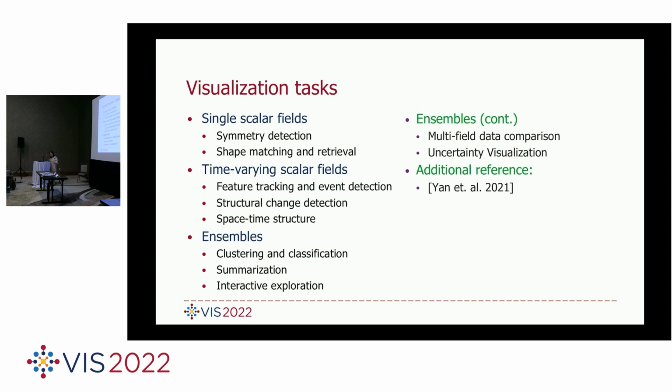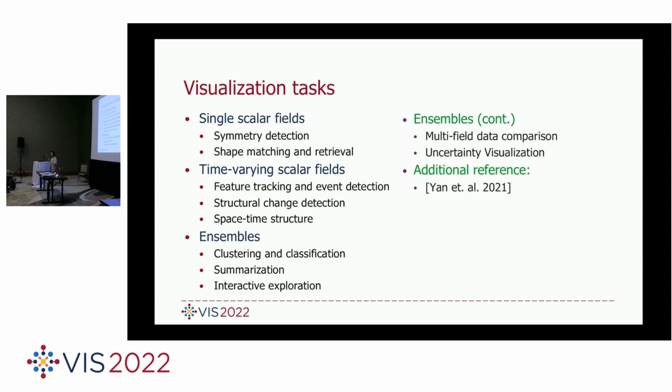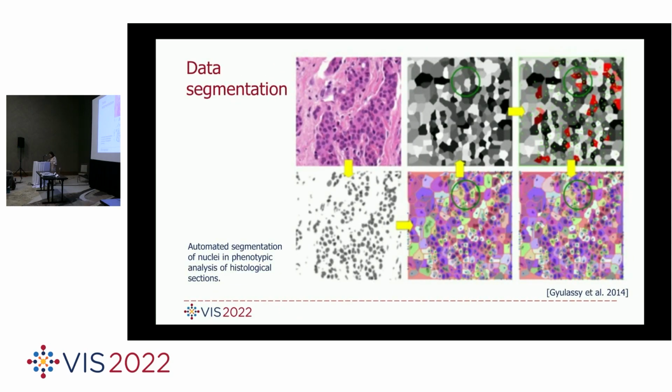For example, you can use them to study a single scalar field in terms of symmetry detection, shape matching, and retrieval. You can use them to study time-varying scalar fields in terms of feature tracking, event detection, structure change detection, and studying the space-time structure. Of course, in today's tutorial we're going to focus on ensembles, so you can use them to do clustering, classification, summarization, and interactive exploration involving ensemble data sets. I actually gave some examples for all those different tasks, but for today's tutorial you're going to see plenty of those.